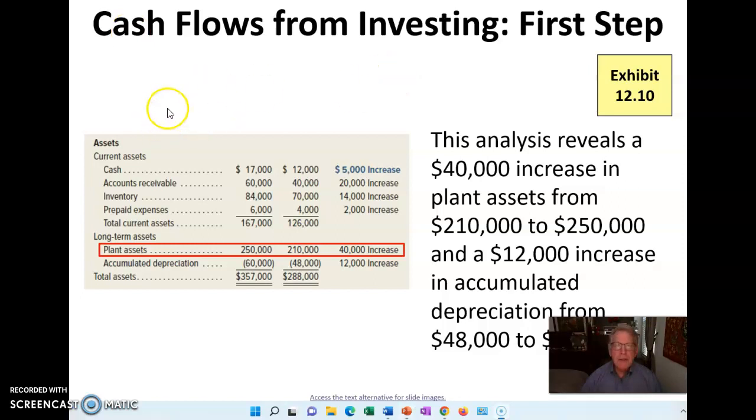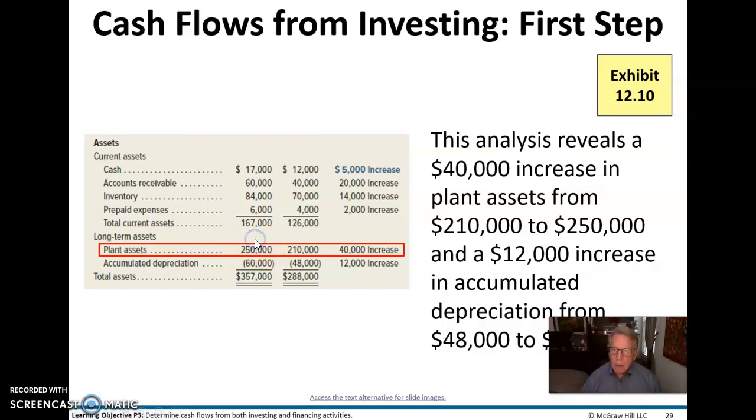Okay, our cash flows from investing activities, first step. So if we look at this, here's our plant assets. They go from 210,000 to 250,000. That represents a $40,000 increase. But how did that happen? Okay, this $40,000 increase in plant assets and a $12,000 increase in accumulated depreciation from 48,000 to 60,000.